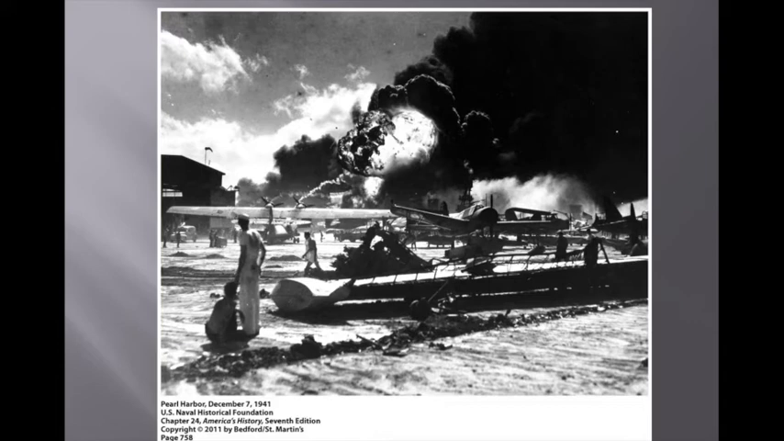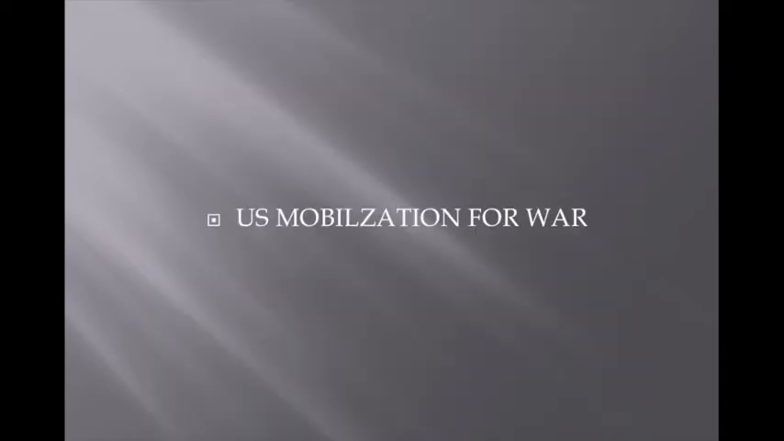So the U.S. declared war on Japan. Germany and Italy declared war on the U.S., and ultimately the U.S. declares war on the Axis powers, Germany, Italy, and Japan. So how did the U.S. mobilize for war? First, Congress issued the War Powers Act in 1942 that gave authority to FDR to conduct the war.